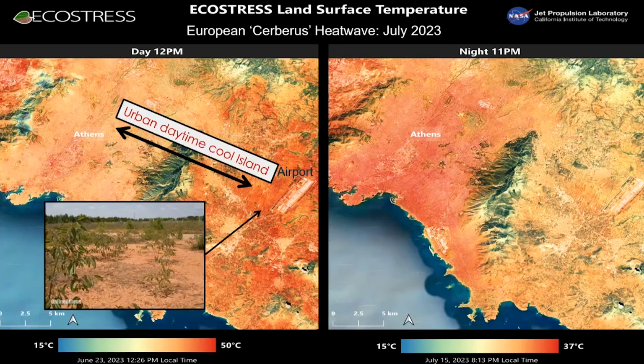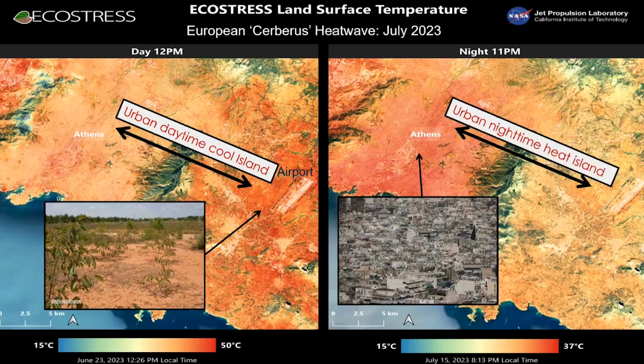So the city retains its heat due to high thermal heat capacity during the day, and then that stays significantly warmer than the surroundings at nighttime. And it's that nighttime urban heat island that really drives up heat-related illness in cities around the world. And it's only really ECOSTRESS that can capture these types of dynamics and changes in the urban heat island.